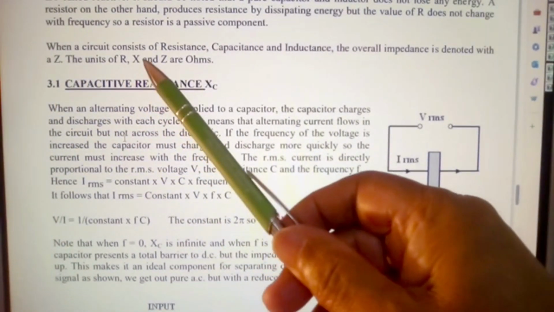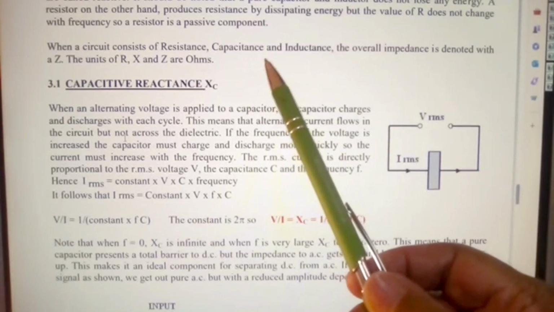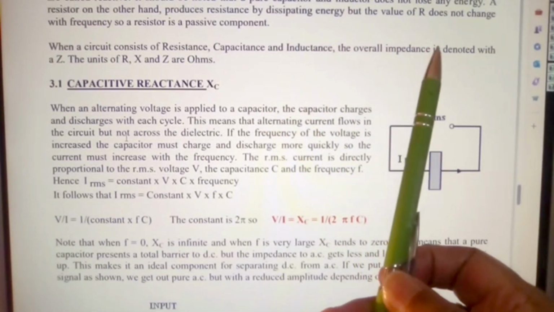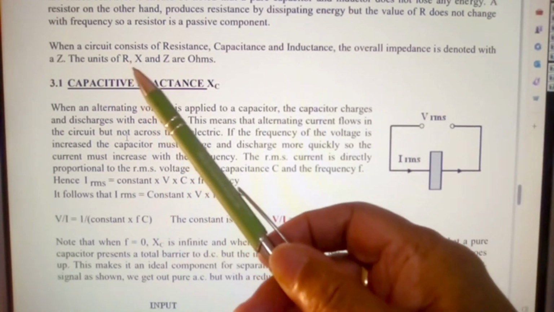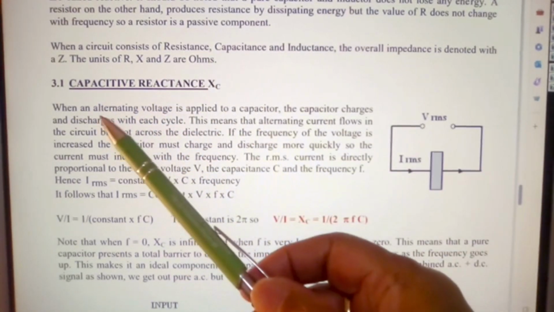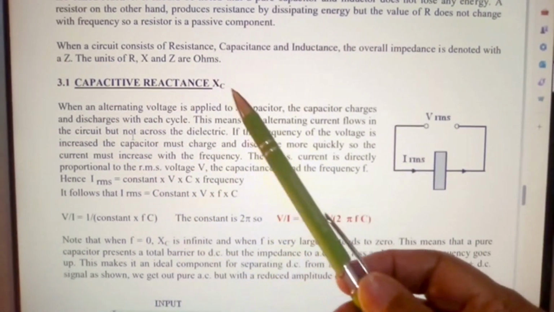When a circuit consists of resistance, capacitance and inductance, the overall impedance is denoted with a Z. The units of R, X and Z are ohms. Capacitive reactance XC.